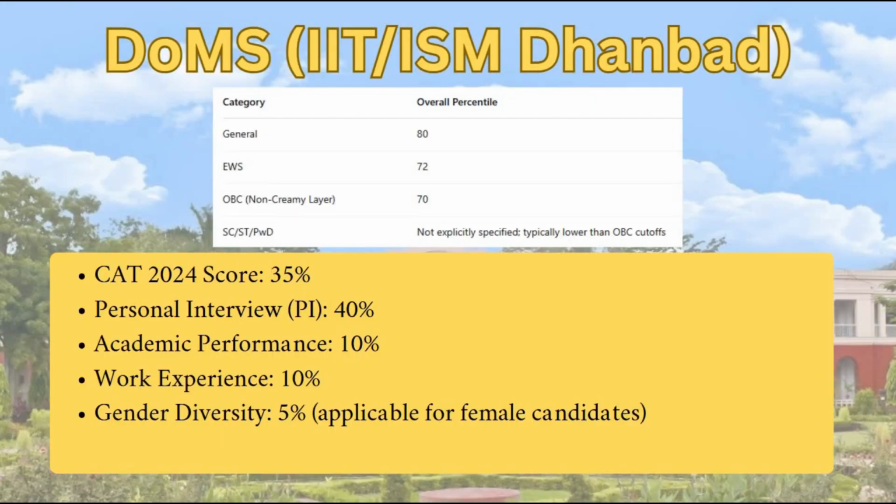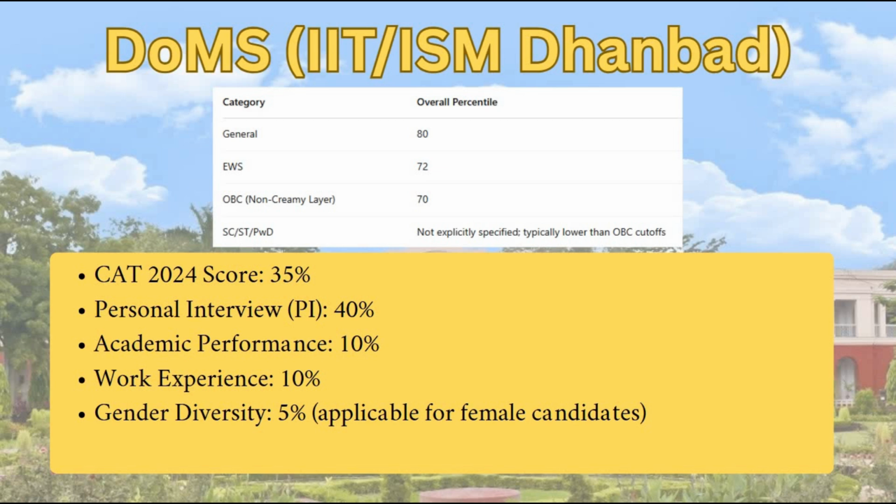Last but not the least, let's come to IIT (ISM) Dhanbad. The overall percentile required for general candidates is 80. For EWS it is 72. For OBC it's 70. But for SC/ST/PWD it is not explicitly specified, but typically it has to be a lower cutoff than the OBC cutoffs, right?